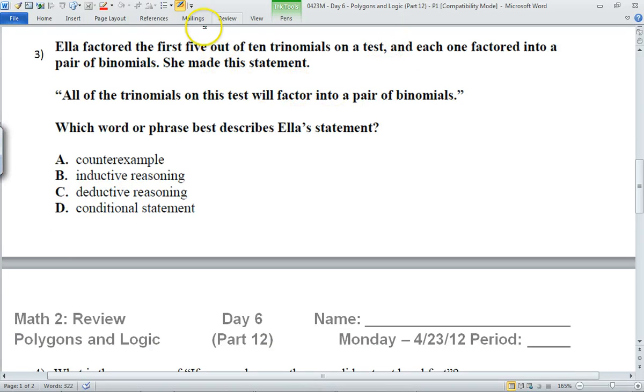Okay. Ella factored the first 5 terms out of 10 trinomials on a test. Each one factored into a pair of binomials, and she made this statement. All the trinomials on this test will factor into a pair of binomials. Is this a counterexample, inductive reasoning, deductive reasoning, or a conditional statement?